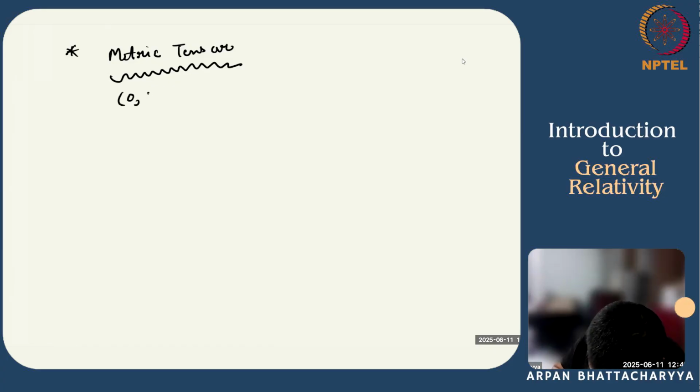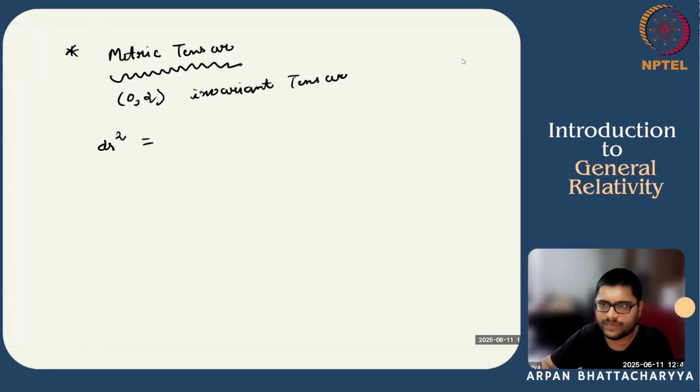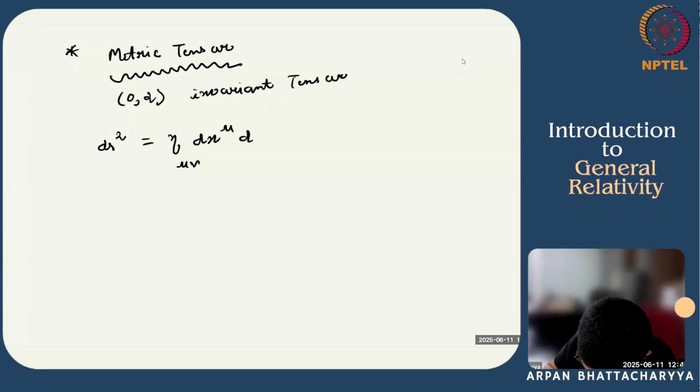Which is a 0,2 invariant tensor. Let's write it down. So first, let's again write down the squared element of the Minkowski line, which is this, and we know that this remains invariant when we change from one inertial frame to another inertial frame, and again write it.